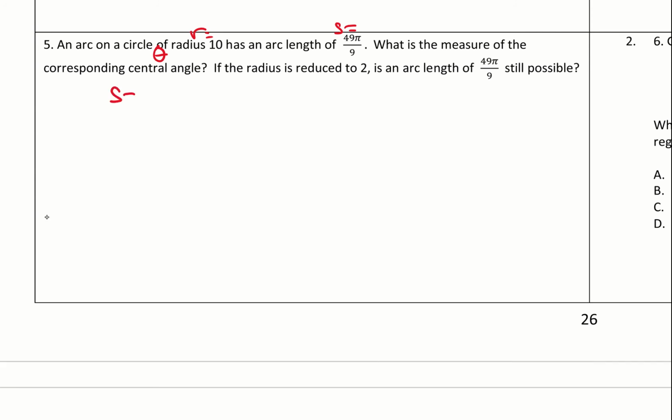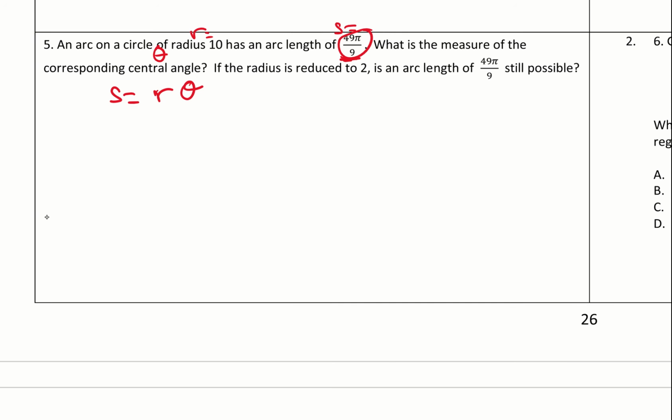So remember that S is equal to R theta. Let's do it in terms of radians, just to make it easier for us. Actually, let's do it in terms of degrees. It might be easier. No, let's actually do it in terms of radians because we have it in terms of pi here. So let's do it that way.